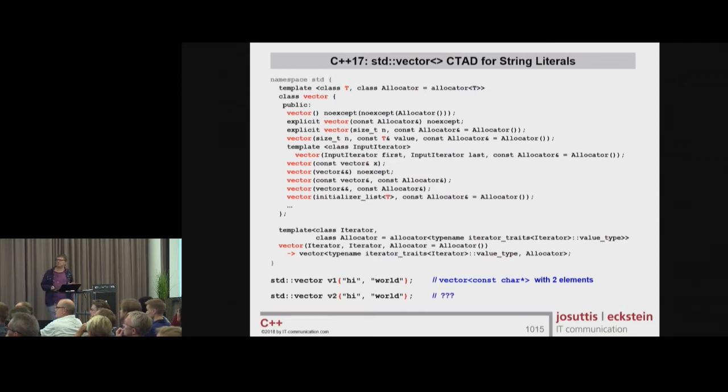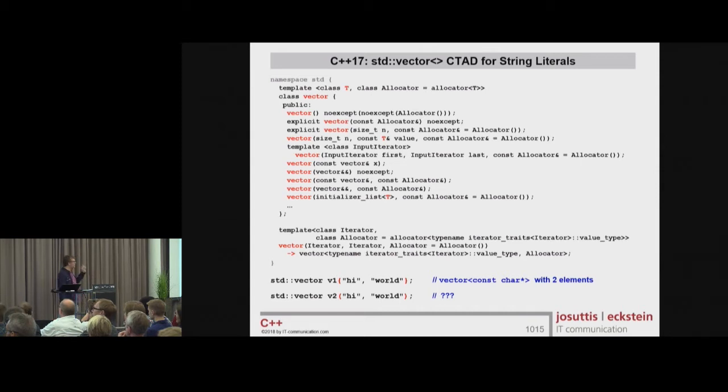So let's use parentheses instead of curly braces, which rules out the initializer list constructor, because it always needs curly braces. Which one is called? The nasty answer is the one taking 2 iterators. Because these are 2 string literals which decay to const char pointers. Const char pointer means we have 2 pointers, and a pointer is a valid iterator, and it is used.